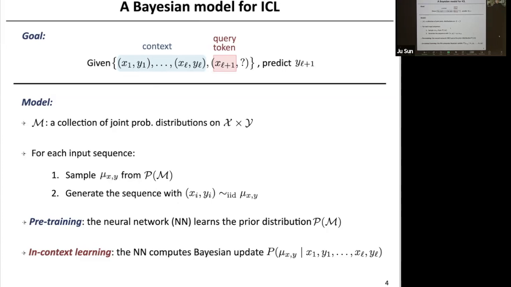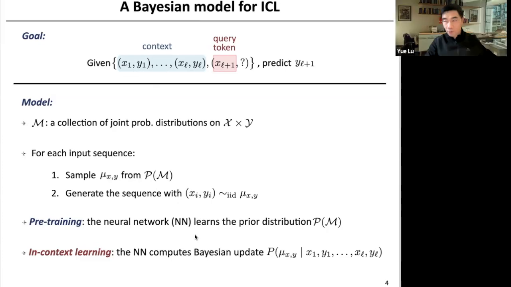Okay, thank you. Yes, and then our hope is that what the neural network is doing is a Bayesian updating step. Given the input and output pairs, it performs a Bayesian update of the probability measure on the space of the joint distributions. Okay, and then you are going to predict y_{l+1} from the optimal distribution conditioned on the previous input. All right, so this is a general setup.